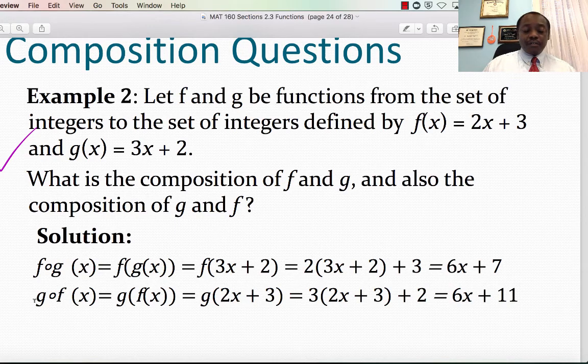Okay, what about g composed with f of x? That will be g of f of x, which is g of, what does f do when it sees x? It outputs 2x plus 3. What does g do when it sees any element? It multiplies the element by 3 and then adds 2. So g of 2x plus 3 is 3 times (2x plus 3) plus 2, which is 6x plus 11. So just off the bat, f composed with g is not necessarily the same as g composed with f. In fact, they'll be different most of the time.